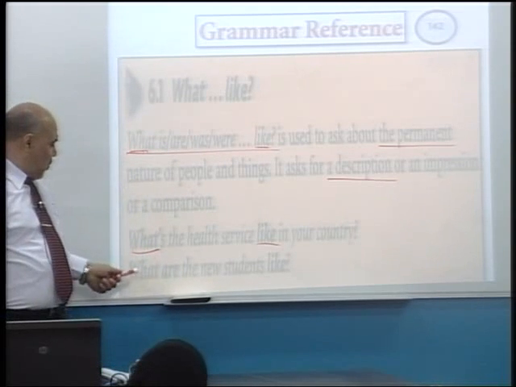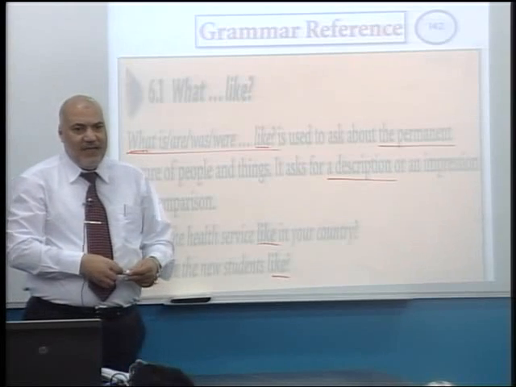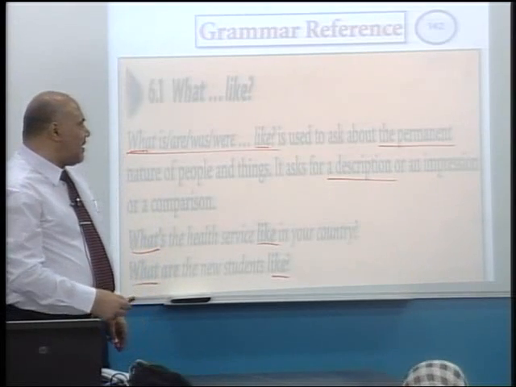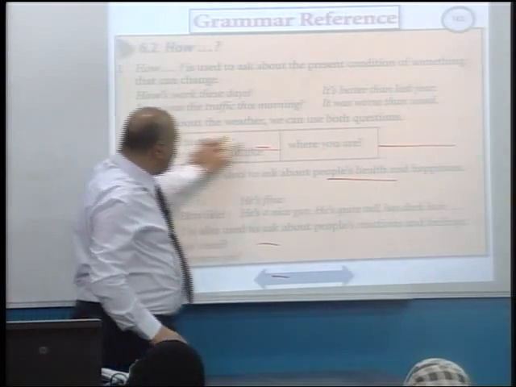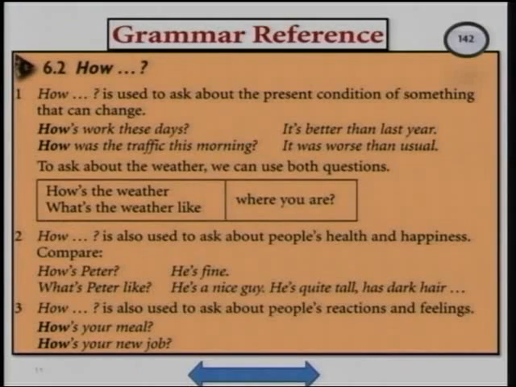It's good. What are the new students like? What like? He is clever. She is beautiful. The last one, about what? How? How is she? How are they? It is used to ask about the present condition, not permanent. No, the present, just now. So when I use how, it means I'm asking about the present condition of something that can change. Happy, unhappy, sad, but not tall and short.